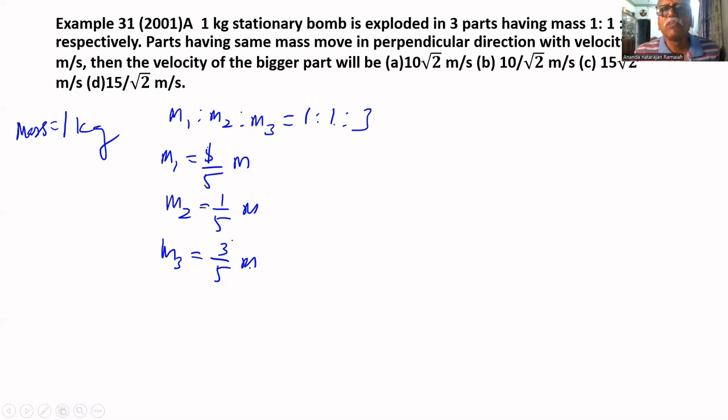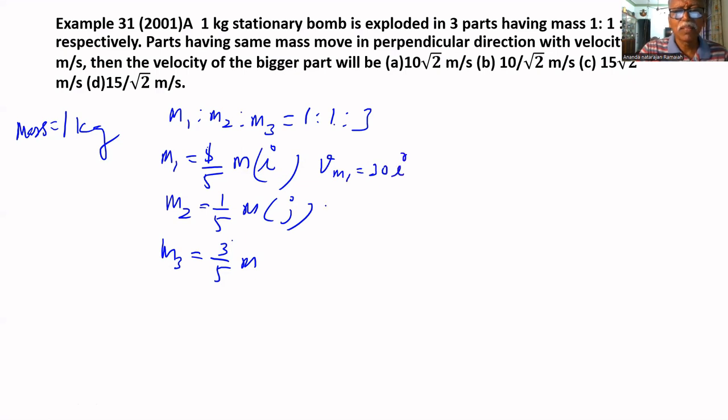Parts having same mass move in perpendicular direction. Let us assume that they are perpendicular to each other, M1, M2. Let us assume that M1 is moving along I direction and M2 is moving in J direction, with velocity 30 meter per second. So velocity of M1 equal to 30i, velocity of M2 equal to 30j. That is given. Then what is the velocity of the bigger part, M3, is asked.